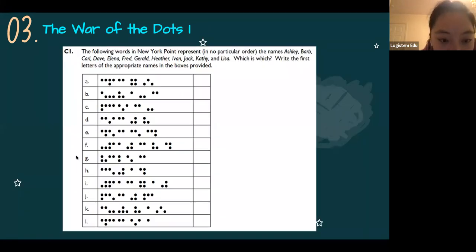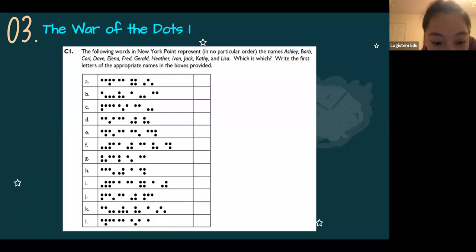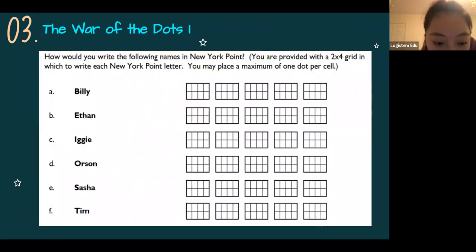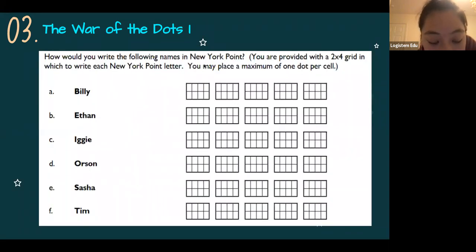So Orson is actually a bit complicated, so I'll go back to that later. Sasha is pretty much the same thing. You get capital S from lowercase s, and then you have the rest of these letters, which we already have. So Orson and Tim are the hardest ones.